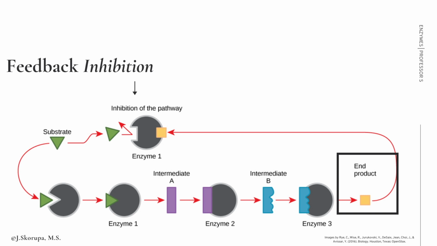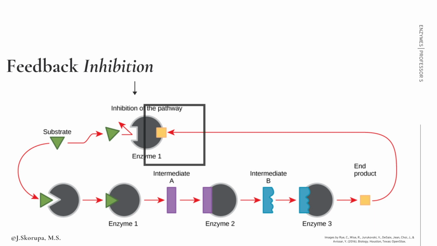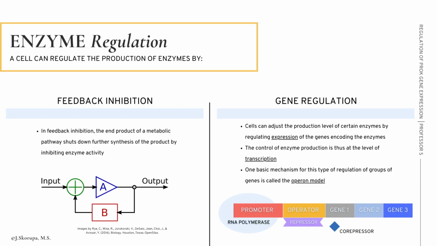Over time, a large amount of end product, the yellow square, is created, and it will naturally disperse through the cell and find enzyme 1. It will bind enzyme 1 and inhibit it to shut down the pathway. Again, this conserves resources and energy for the cell. We don't want more yellow square product than's needed. This is feedback inhibition. The second method of enzyme regulation is gene regulation, which is the focus for us today.